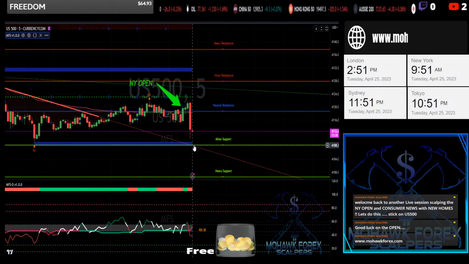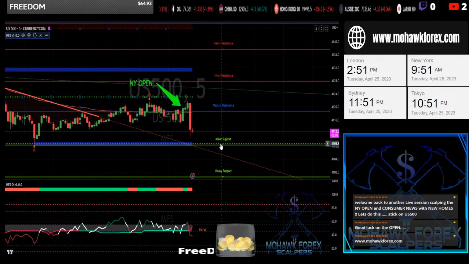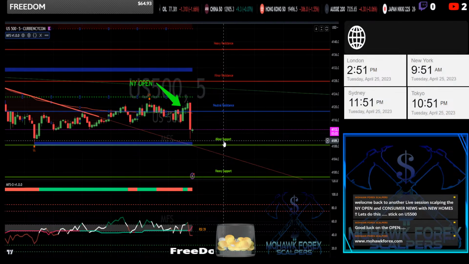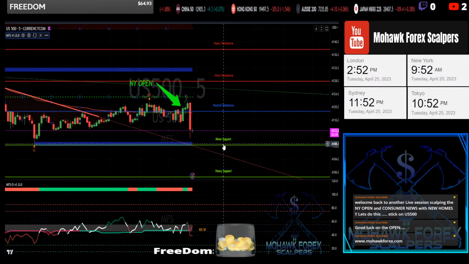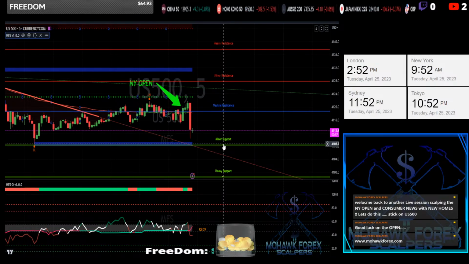So we're coming down to our level here. Look, we've got a support. This is like a 1 hour minor support. It's a 1 hour support level that automatically gets drawn on your chart. Heavy support is like a 4 hour support.